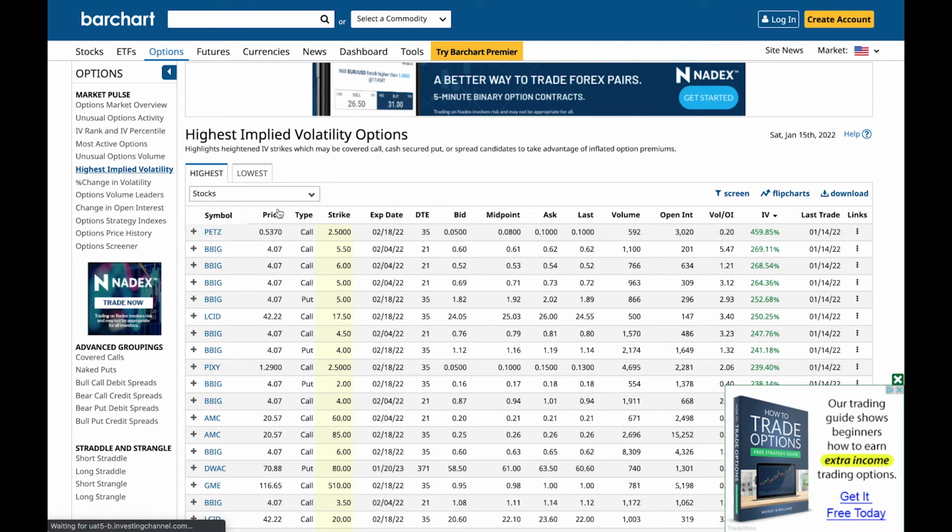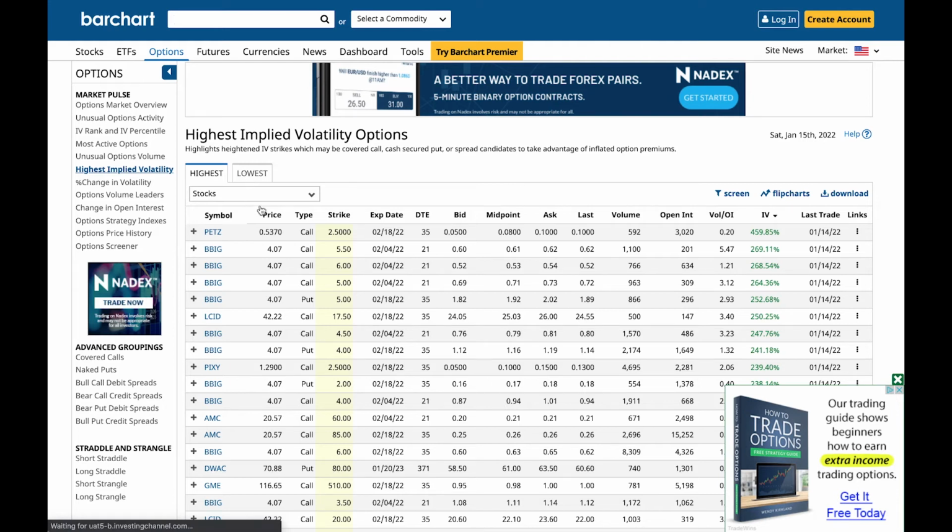But the high IV is great for premium sellers like us here at Trading 5 Talents. So it says up here it can be used for covered call, cash secured put, or spread candidates if that's what you're looking for. But you can go for the highest IV. You can also search for the lowest IV.